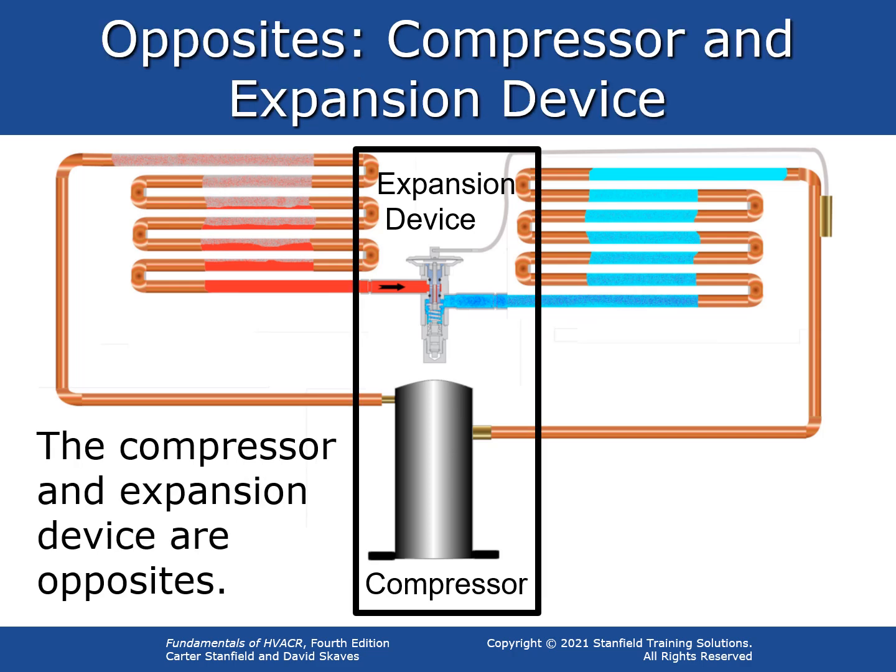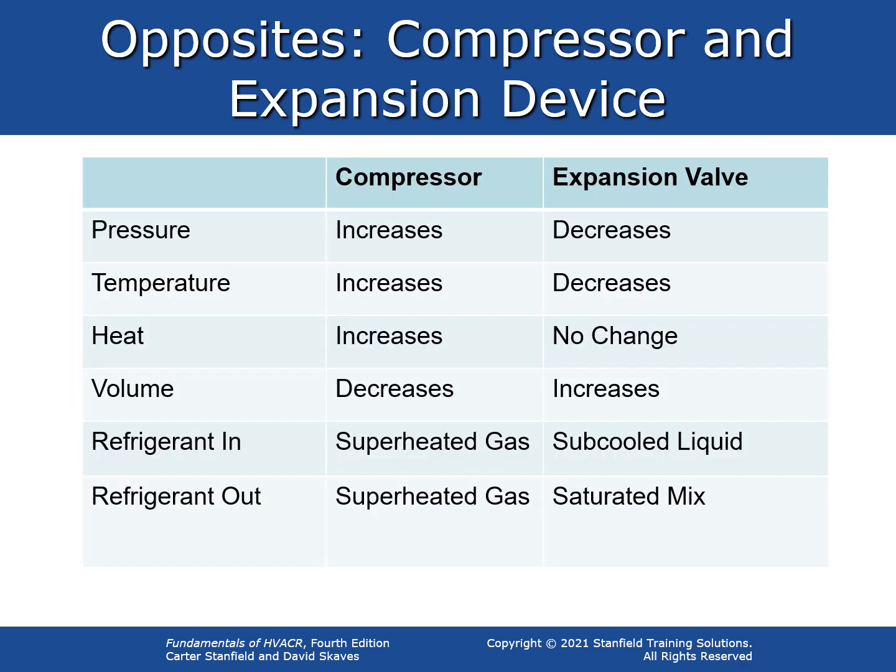The compressor and expansion device are opposites. They are the dividing points between the high side and the low side of the system. This chart shows how the compressor and expansion device operate almost exactly backwards from each other. The compressor raises the pressure and temperature of the gas by reducing its volume. The expansion device lowers the pressure and temperature of the liquid by increasing its volume.